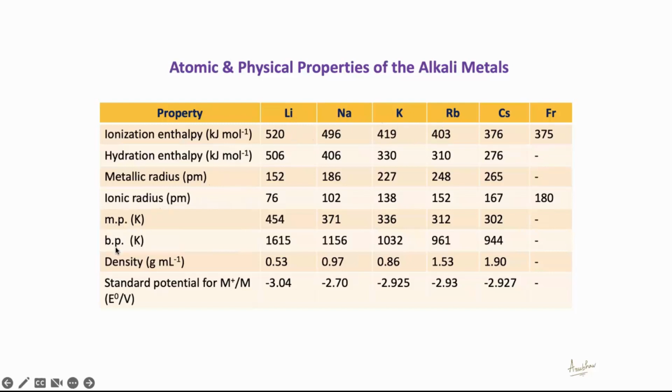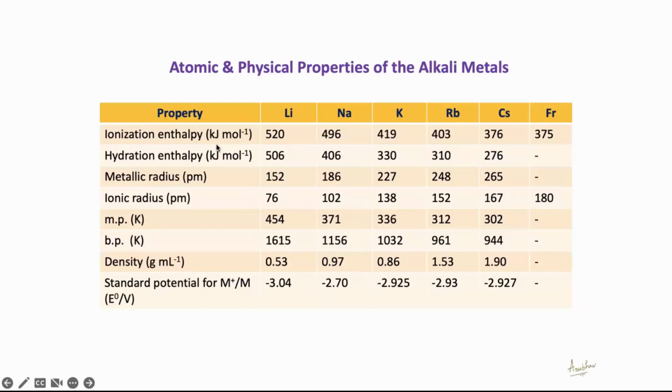Also, the melting point or the boiling points in Kelvin, the density in gram per ml, and the last topic is the standard electrode potential for this M plus M. So we will discuss all the things one by one. So firstly, we will take up this ionization enthalpy.